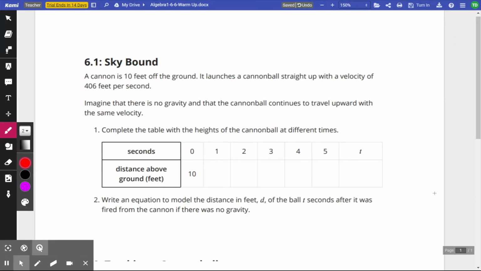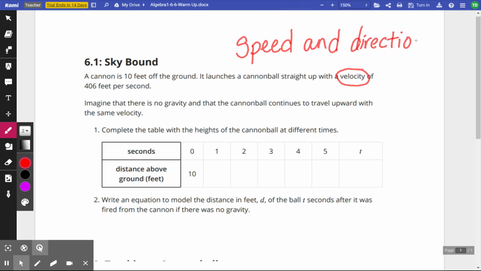Well, first of all, what is velocity? I encourage you to pause the video and look this up, because if you don't already know, it's important that you know. All right, so velocity is a vector. Velocity is speed and direction. A lot of people use velocity and speed interchangeably, but they're not the same. That's why there's two different words, two different concepts. Velocity includes speed, but it also includes direction.